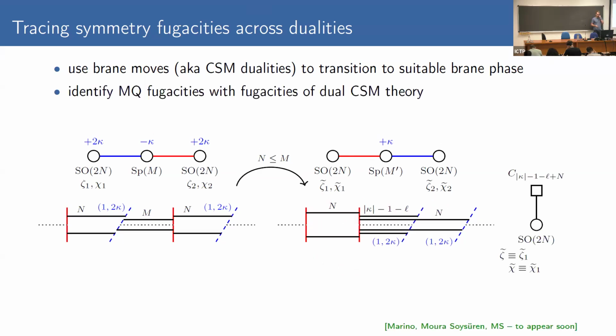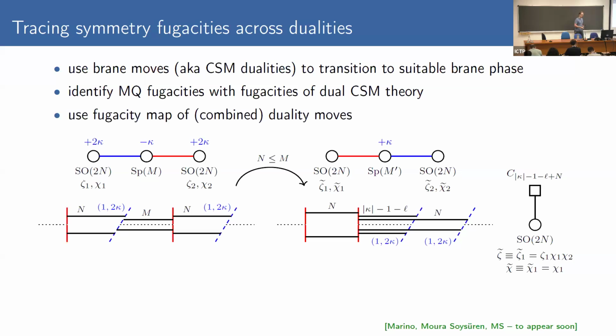So what I would do is say this is an SO type node, and I would say, okay, it comes from here. So I would identify the fugacities that I can put into the magnetic quiver with the fugacities that I would put onto this dual Chern-Simons matter theory. Okay. Then the next step that I would need to do is trace back how these fugacities relate to the original Chern-Simons matter theory. That's where these basic Chern-Simons dualities come into the game. And then I need to sit down and do the computation, and I find, if I do it, I get a map like this.